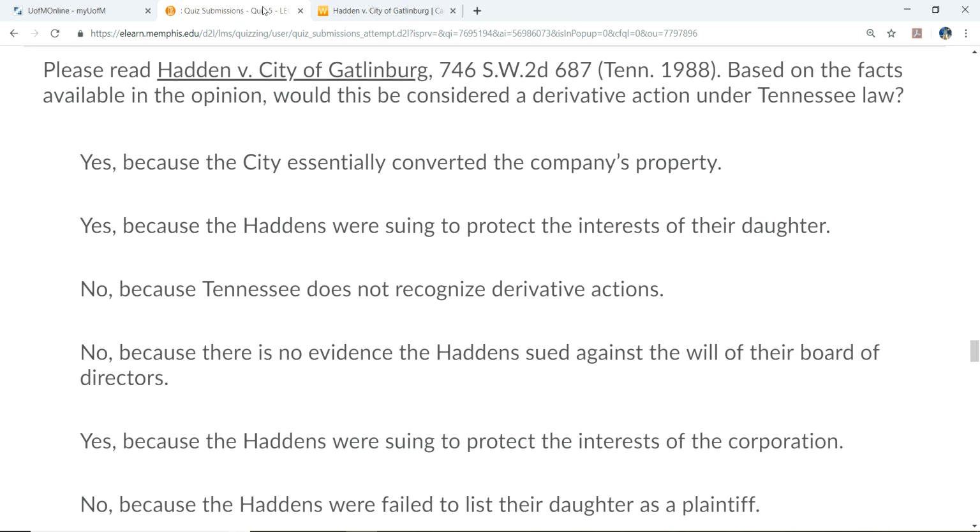The last one is no, because the Haydens failed to list their daughter as a plaintiff. Well, we know from the actual case she was listed as a plaintiff in this particular case against the city. So based on what I read in the book, the correct answer that I chose was no, because there is no evidence the Haydens sued against the will of their board of directors. And when I submitted the quiz, that was actually the correct answer.